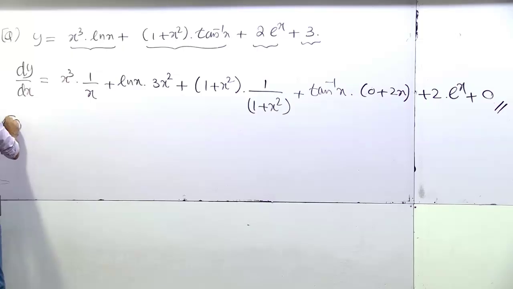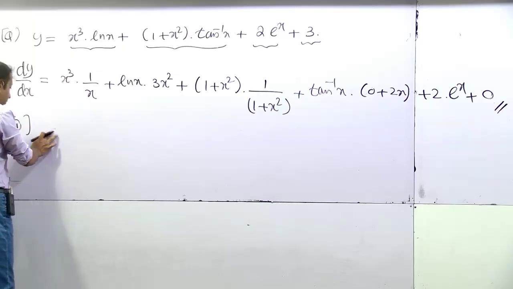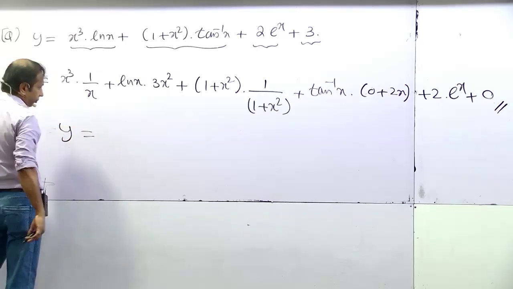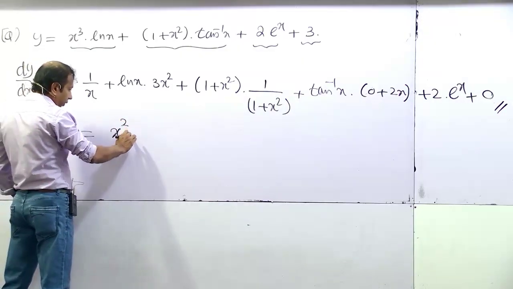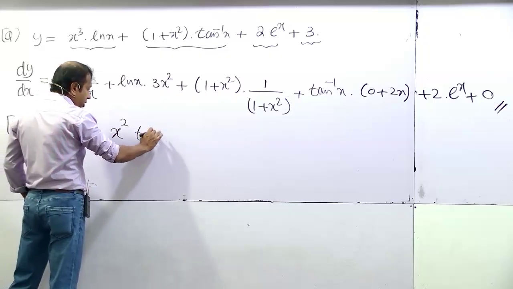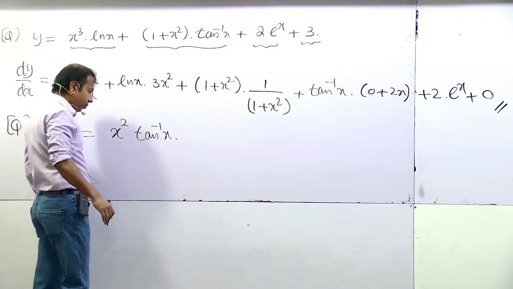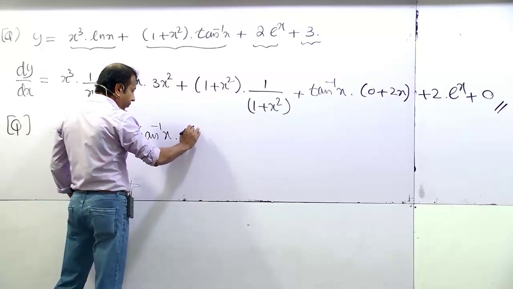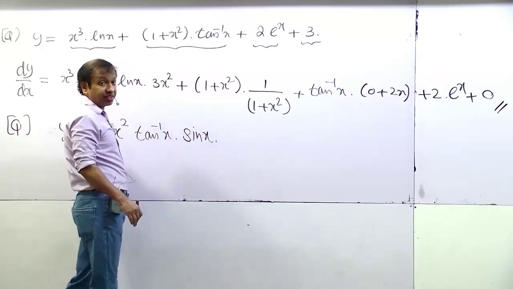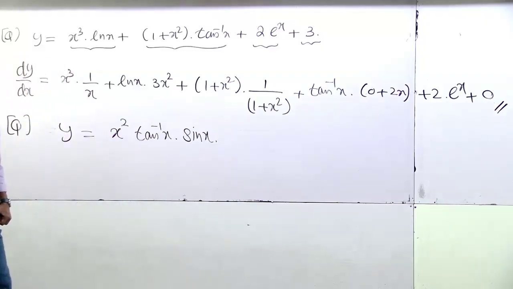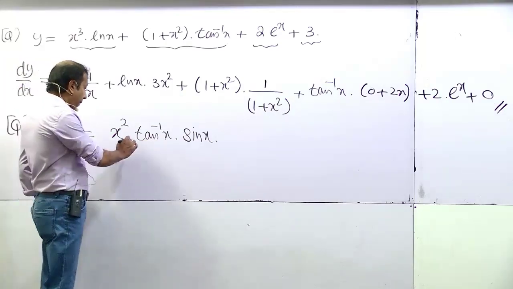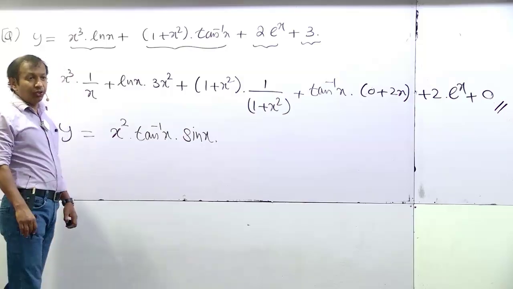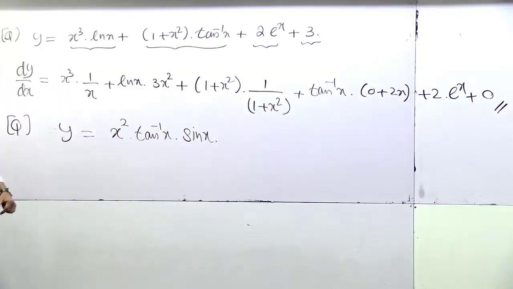Right, we will take another one this way, y equals x squared tan inverse x sin x. We have three functions here, three functions as a product. Tell me how to use this product formula to get the answer.